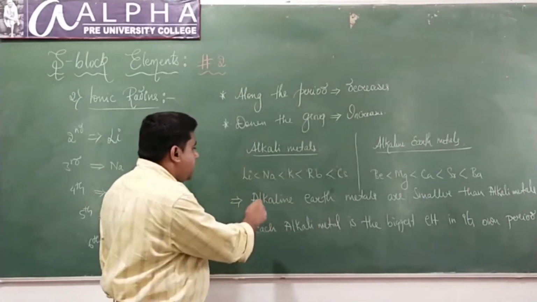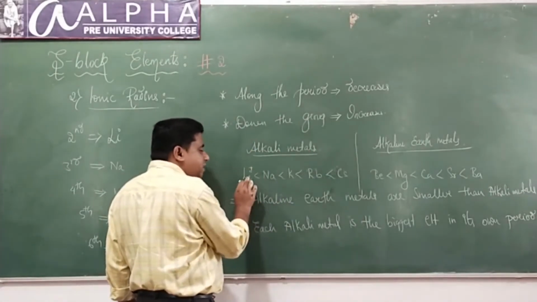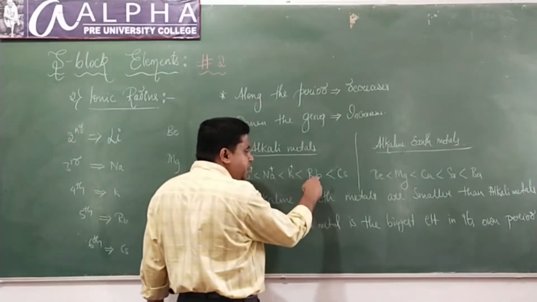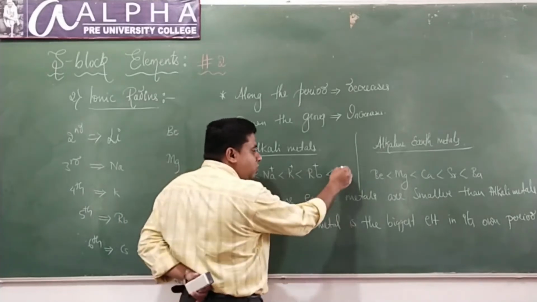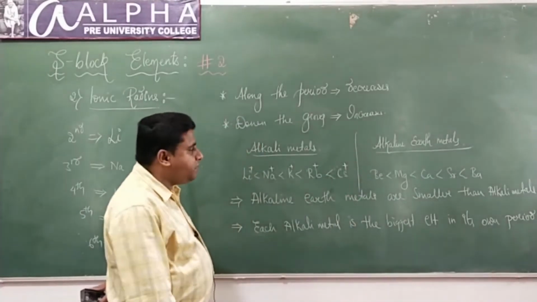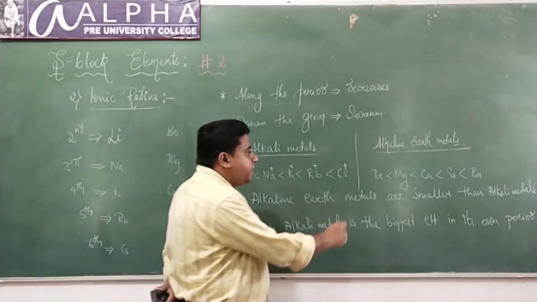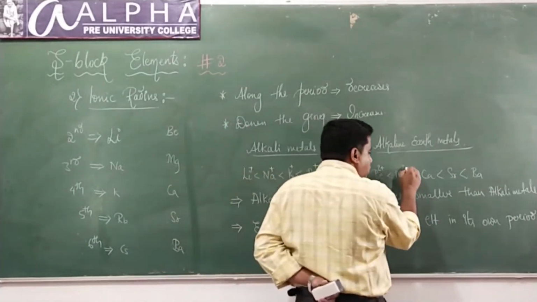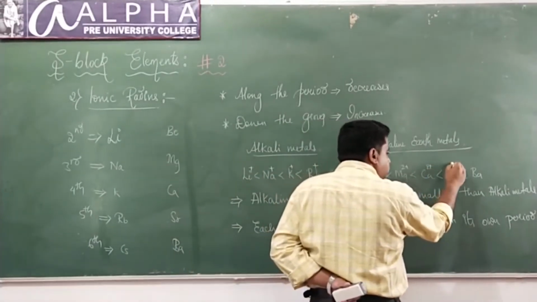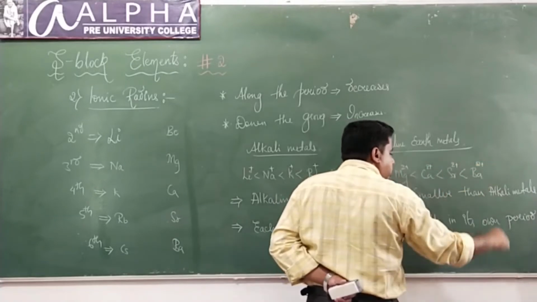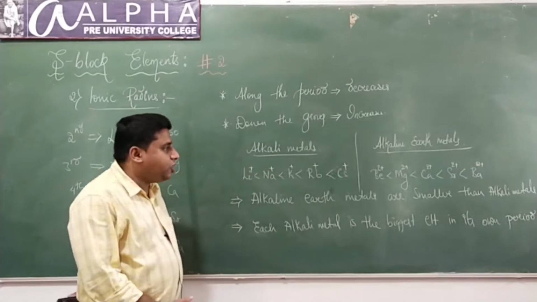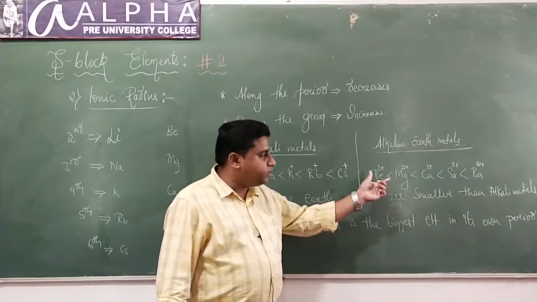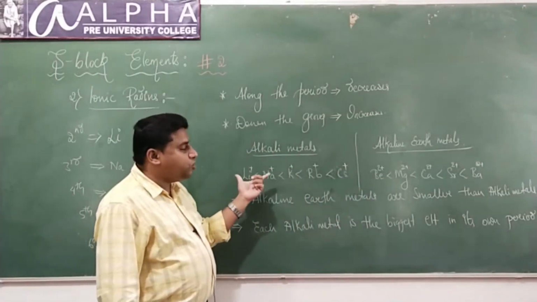So if you look at the ionic radius, lithium ion will be smaller than sodium ion. Sodium ion will be smaller than potassium ion. Potassium ion will be smaller than rubidium ion. Rubidium ion will be smaller than cesium ion, isn't it? Next, beryllium ion, Be2+. Beryllium ion will be smaller than magnesium ion, which is smaller than calcium ion, which is smaller than strontium ion, and which is smaller than what? Barium ion. As I said, alkaline earth metals will form dipositive ions, whereas alkali metals will form monopositive ions.